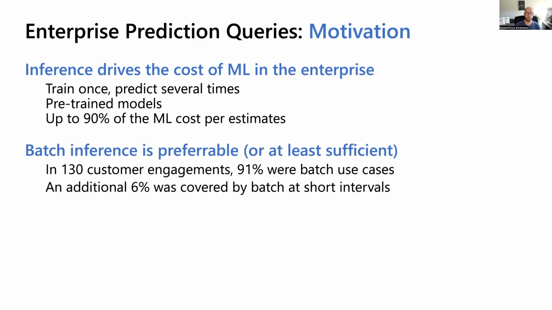Moreover, batch inference is very important. This is as opposed to live inference that cares about millisecond latencies. Here we can do inference at regular intervals. In 130 customer engagements, we found that actually 91% of the use cases were batch use cases, and another 6% of them could be covered by doing batch at short intervals.